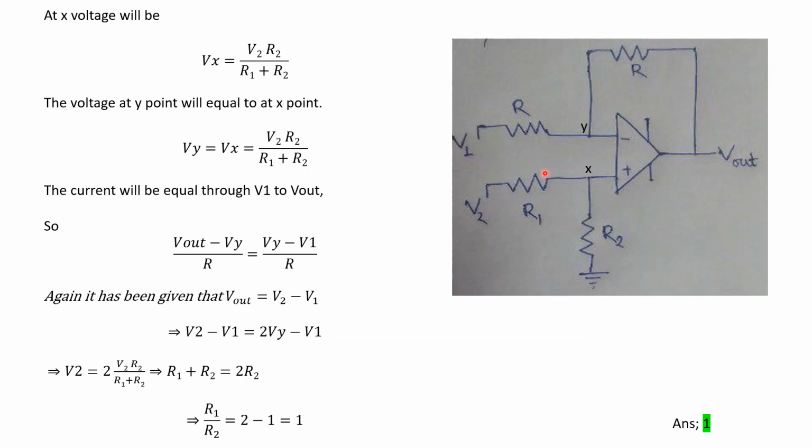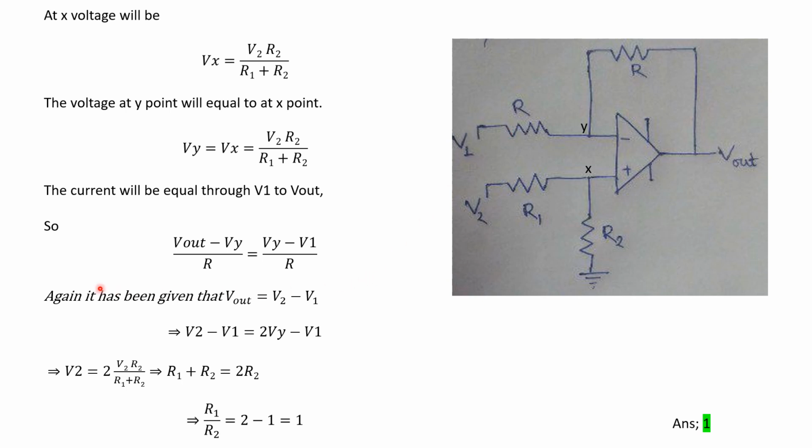So here in the diagram we can see that the voltage at point X will be equal to V2 R2 by R1 plus R2. And again we know that the voltage at Y will be equal to the voltage at X. So here Vy will be equal to Vx, that is equal to V2 R2 by R1 plus R2. And the current will be equal throughout the circuit, that is from V1 to V output. So from here we can get that V output minus Vy whole divided by R is equal to Vy minus V1 whole divided by R.